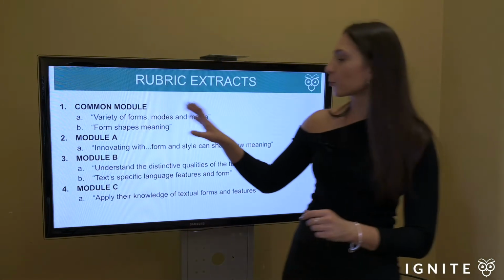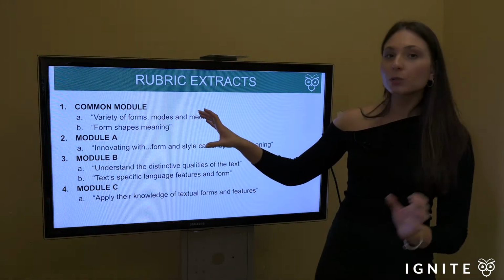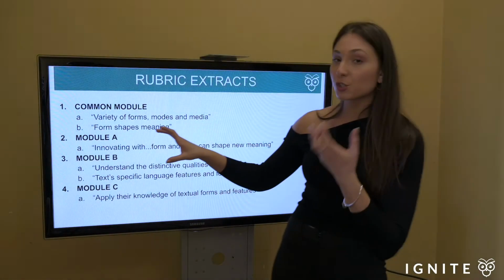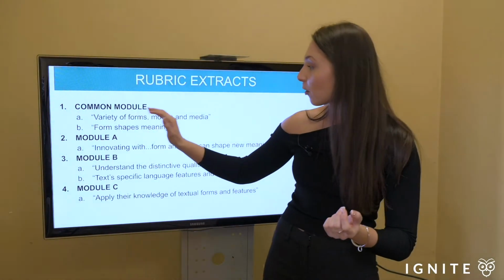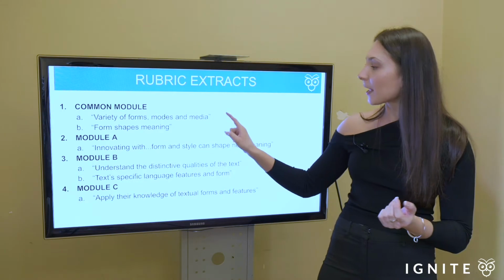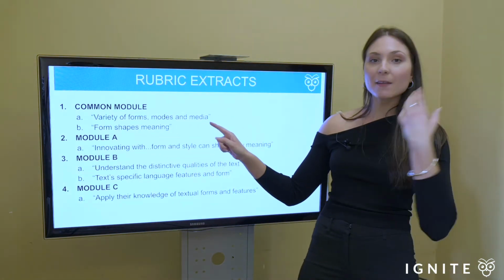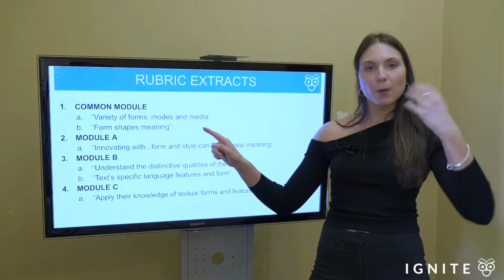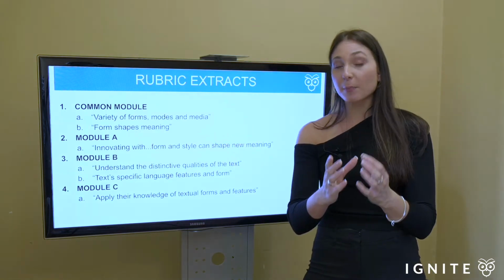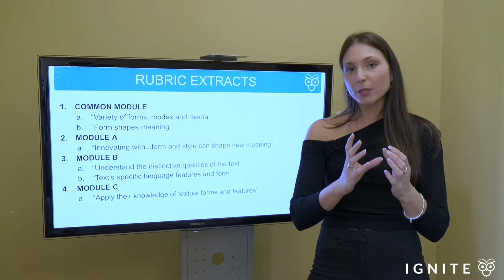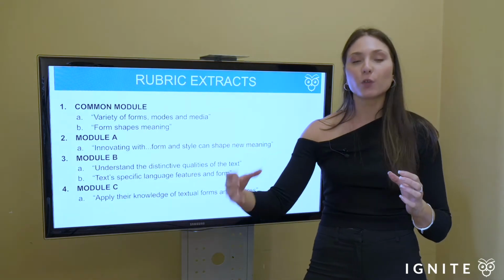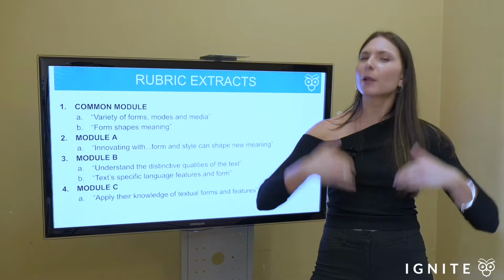So looking at these rubric extracts in the common module, the module actually requires that students consider text from a variety of forms, modes, and media. That's particularly relevant to you when you're looking at comprehension, right? You're going to get visual text, feature articles, poems, and you really need to be on top of what the central elements of form are for each of those texts. I'll flag it now, but I will come back to it.